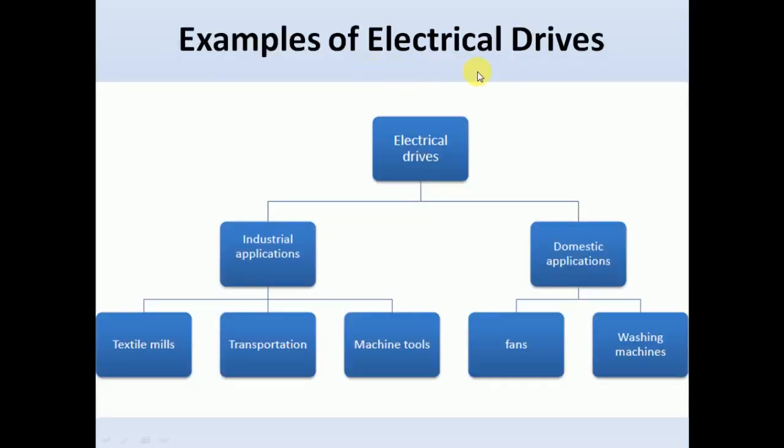These are the examples of electrical drives. That is, electrical drives can be used for industrial applications as well as domestic applications. In industrial applications, they will be used in textile mills, transportation systems, machine tools, etc. While in domestic applications, we will be using them in fans, washing machines, etc. We have already mentioned this.